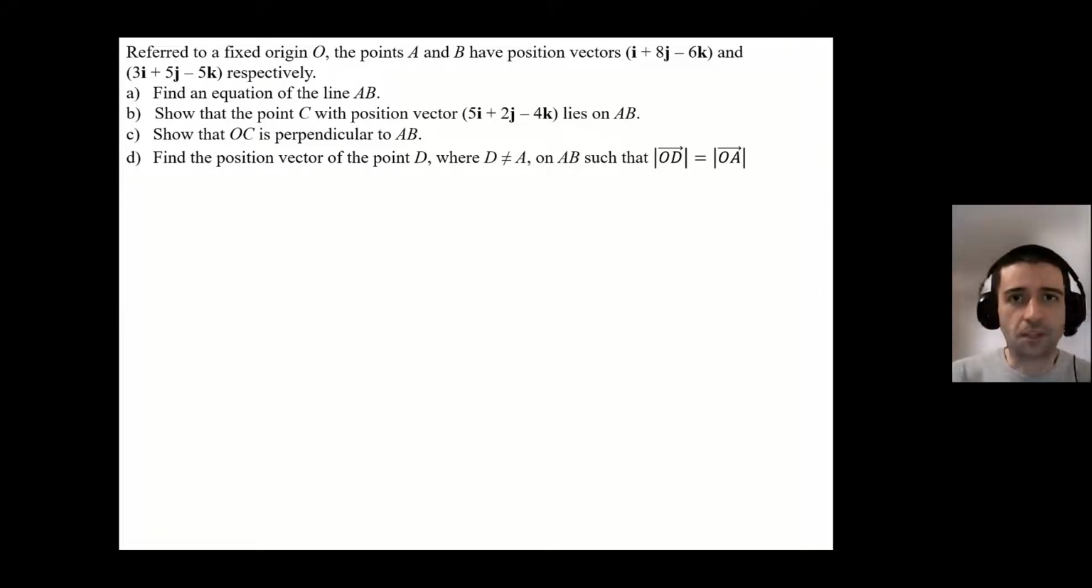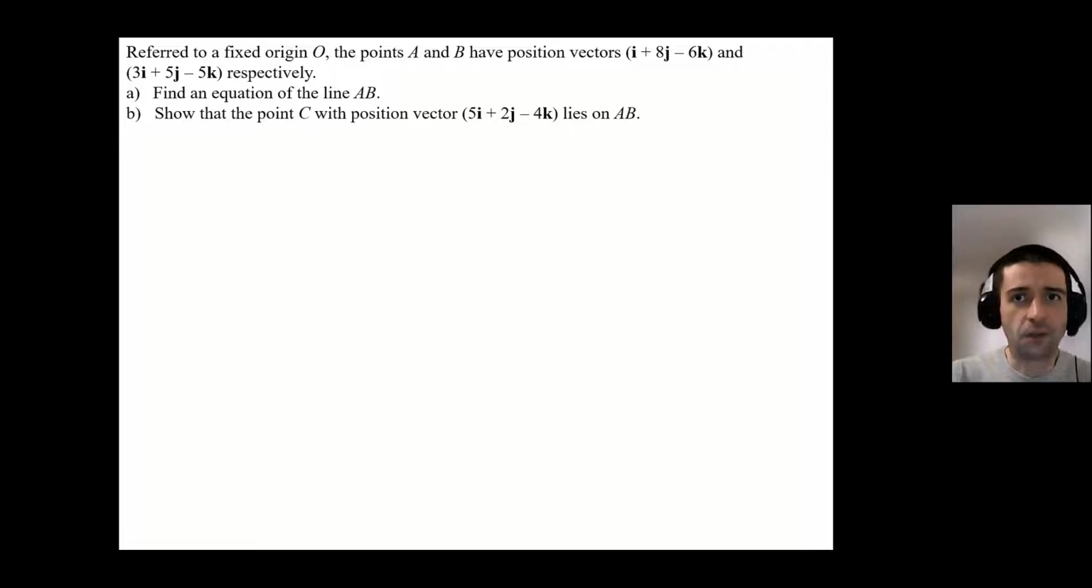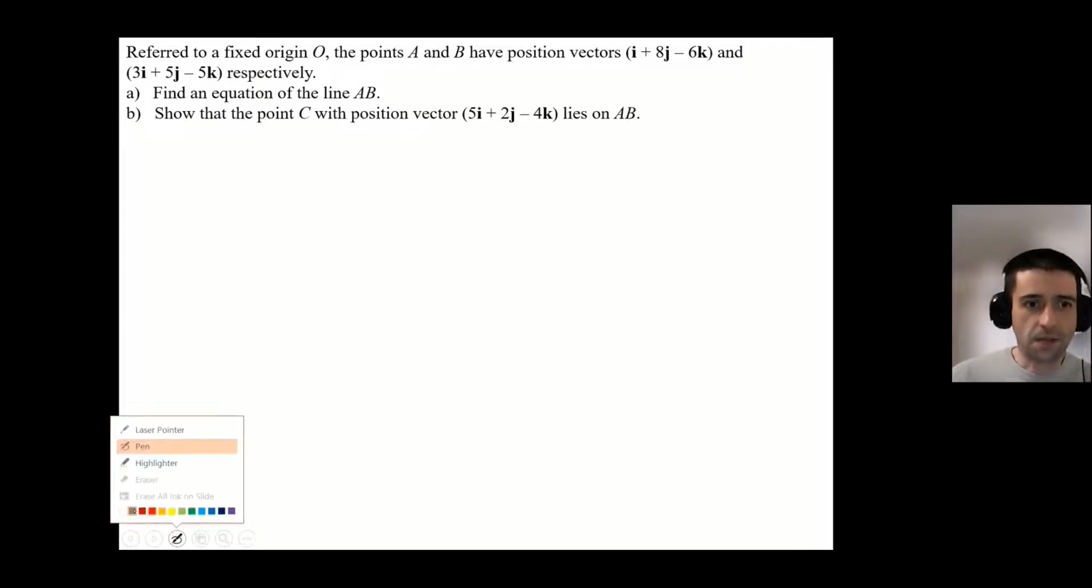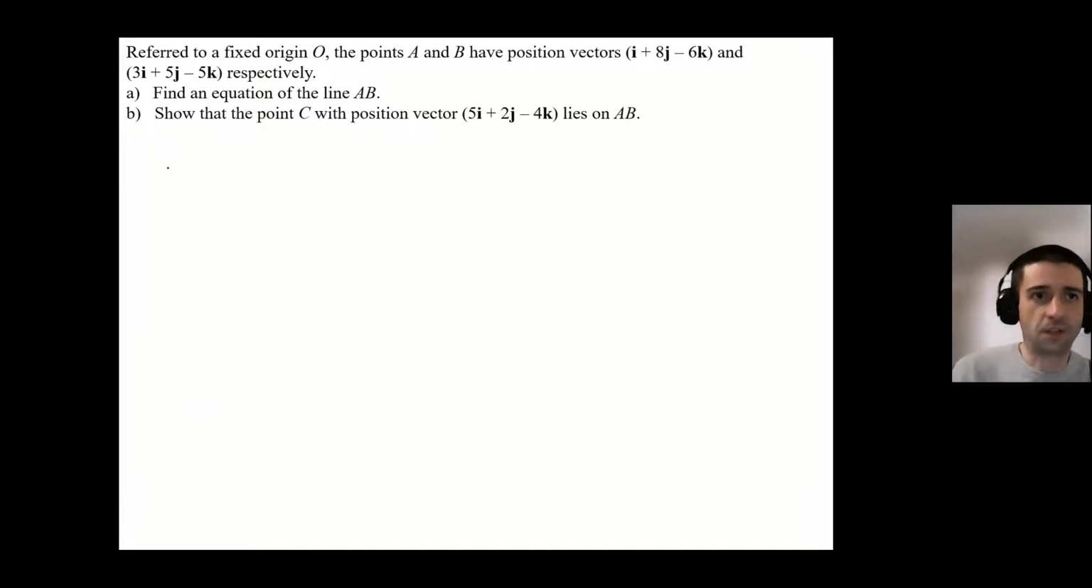So I'm just going to break this down into the first two parts, which I'll do on this slide here. We're given 2 points A and B. Now, as before, my preference is to write these in column form. So the first thing I'm going to do is say that vector A is 1, 8, negative 6, written in a column, and that vector B is 3, 5, negative 5.